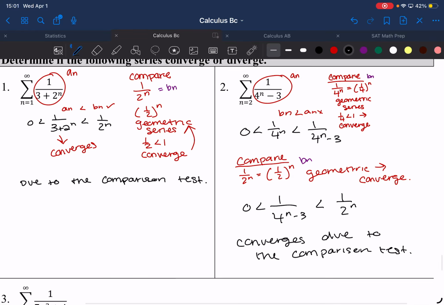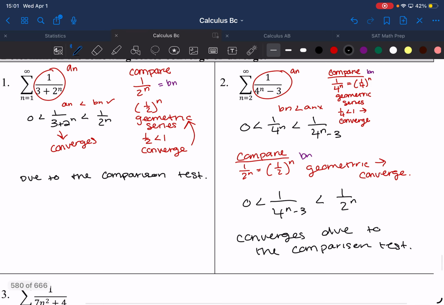So with that in mind, with what we did on number 2, that means instead of choosing the 1 over 4^n the first time, if we already made the connection that it is not large enough, then we don't have to choose that 1 over 4^n. We could have automatically just chosen 1 over 2^n. We don't have to keep choosing different comparison series to compare. But since this is the start of the notes, I want to show everything.